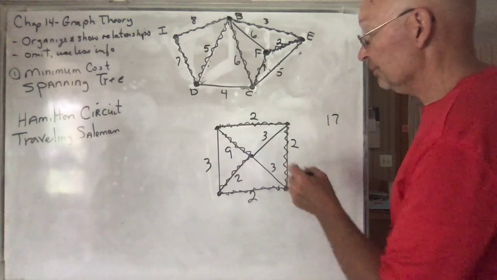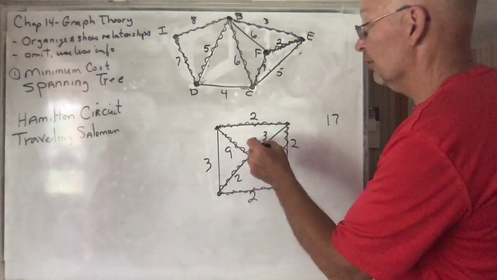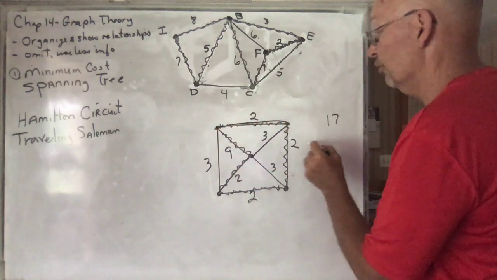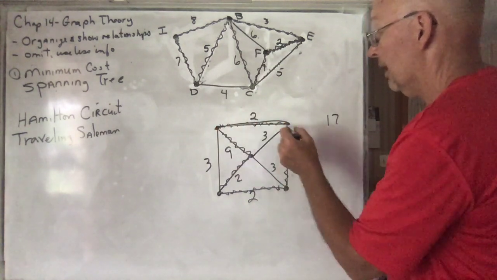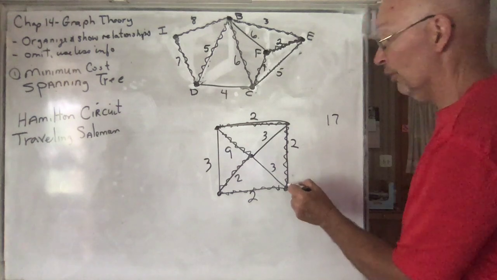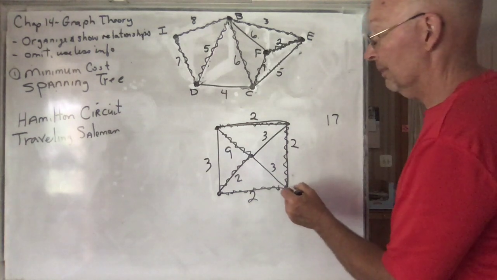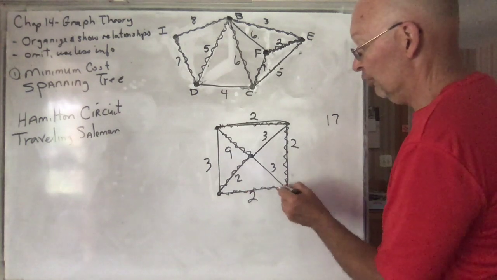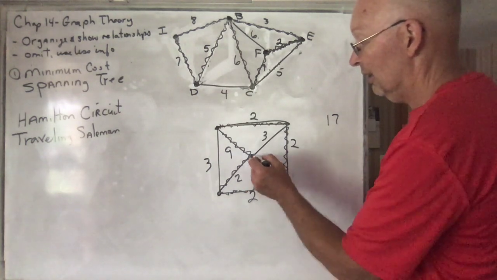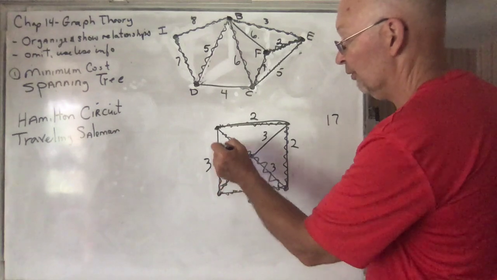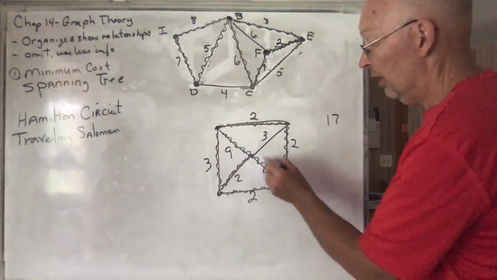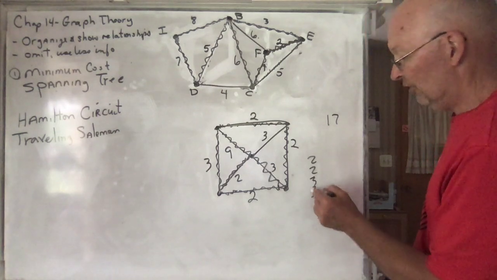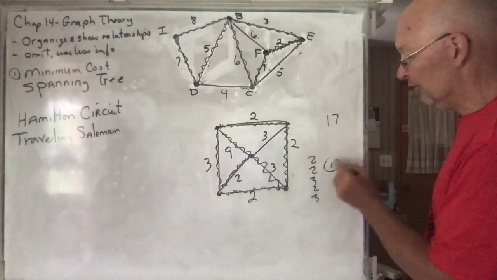Whereas if you go a different route, you'd go like this one, which is 2, and then this one, which is 2, and then instead of going this 2, you'd go this one, which is 3, and this one, which is 2, and this one, which is 3. So it'd be 2, 2, 3, 2, 3, 2, 2, 3, 2, 3, which is 6, 7, 8, 9, 10, 11, 12. So it's only 12.